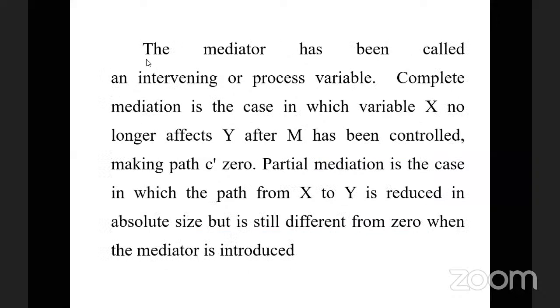The mediator has been called an intervening or process variable. Complete mediation is the case in which variable x no longer affects y after m has been controlled, making path c dash 0. Okay, so complete mediation, I am just explaining it.